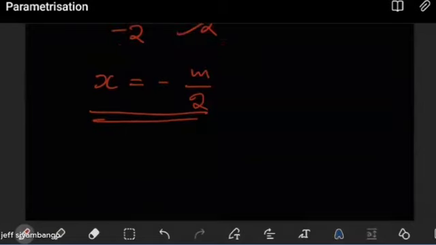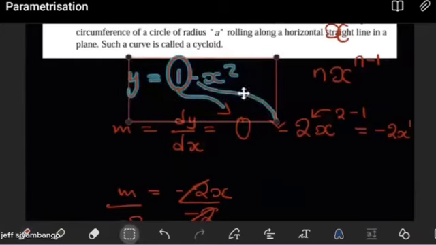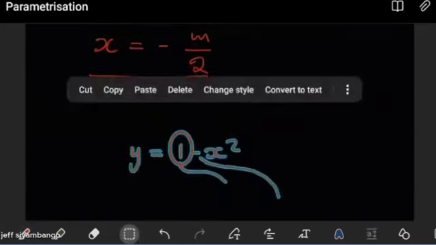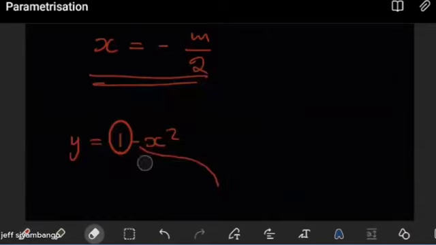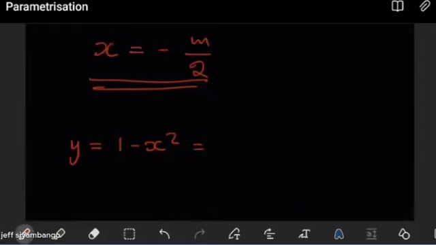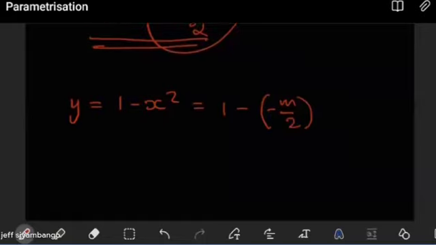Now, to find the other, all we have to do is substitute. Since we already have the relationship between x and y, we can now just substitute the expression for x in the main equation. So here, where there's x, we'll put that, and the parametric one will be found, which is 1, becomes 1 minus, then we have minus m over 2. So we just have to simplify this now.